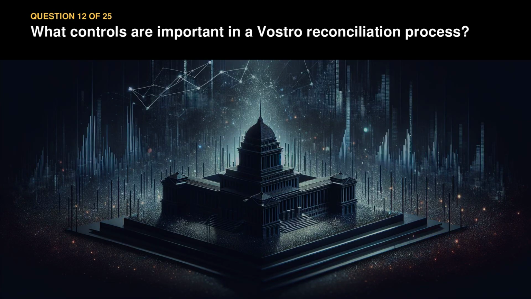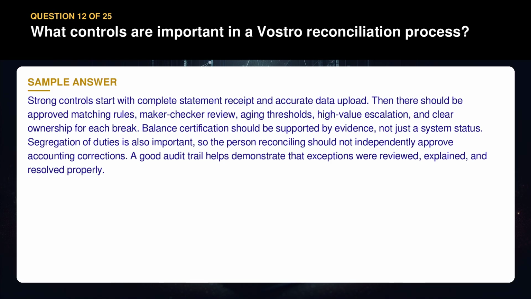Question 12. What controls are important in a Vostro reconciliation process? Strong controls start with complete statement receipt and accurate data upload. Then there should be approved matching rules, maker-checker review, aging thresholds, high-value escalation, and clear ownership for each break.